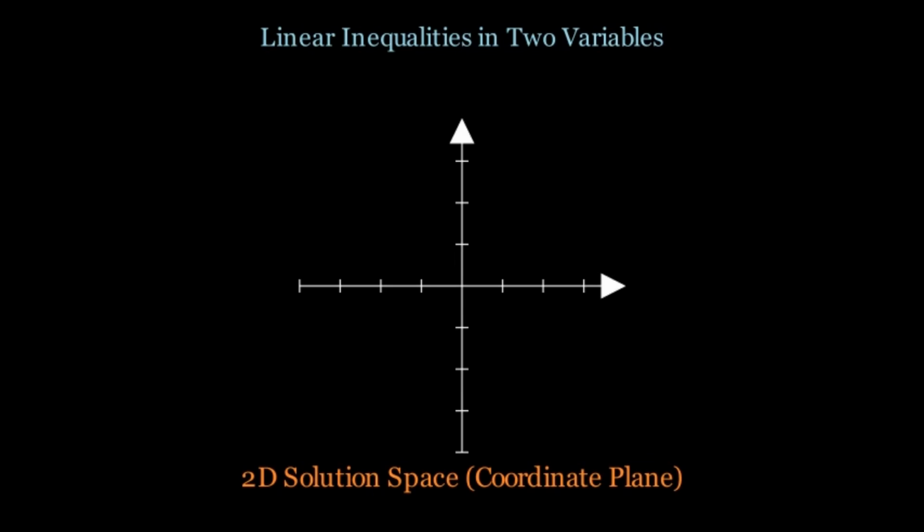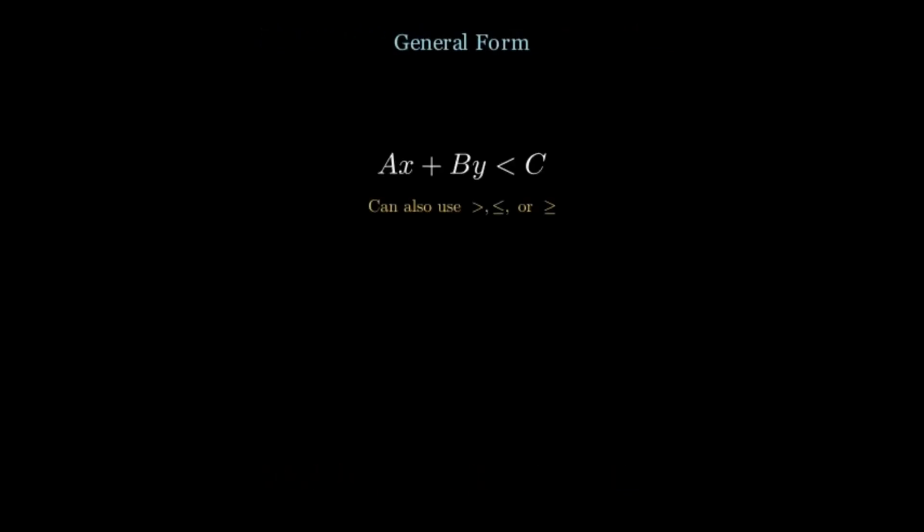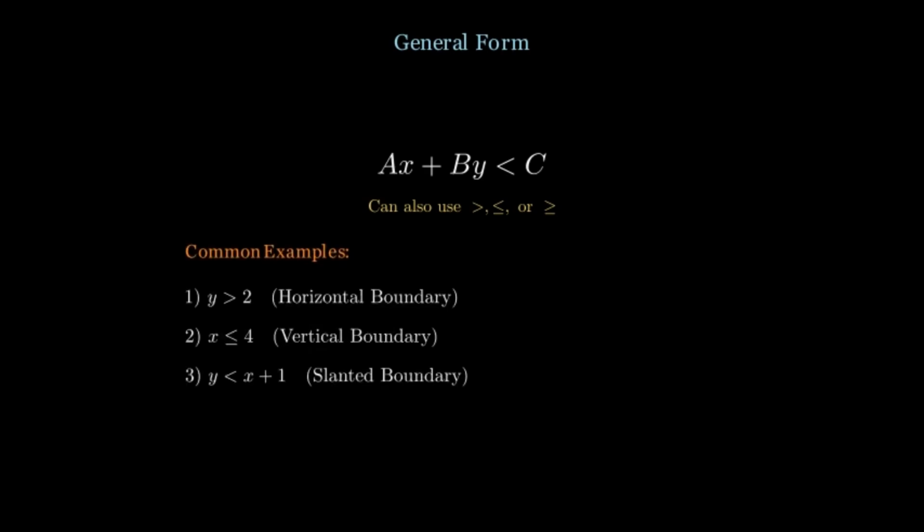So we're moving from a one-dimensional solution space to a two-dimensional solution space, and that's where graphing linear inequalities becomes really interesting. A linear inequality in two variables can be written in a general form, such as ax plus by is less than c. The inequality sign can also be greater than, less than or equal to, or greater than or equal to. For example, we might have y is greater than 2, x is less than or equal to 4, or y is less than x plus 1.